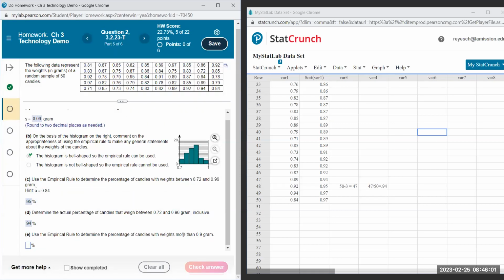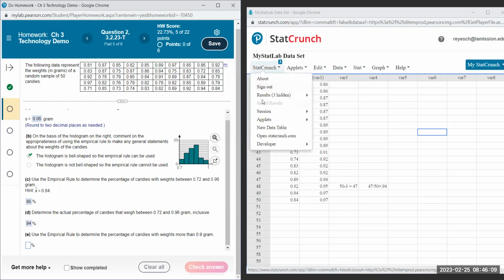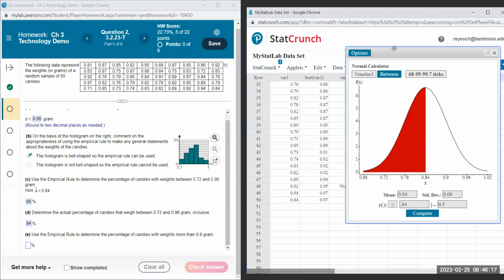And now I want to know the empirical rule for more than 0.9 grams. Okay, so I'm going to go here to my StatCrunch results because I put them away. Results hidden. I had the summary stats, the normal calculator. We used the normal calculator to apply the empirical rule. Here we go. If for some reason it disappeared on you, then just go back and listen to that recording, the part where I explain how to get here.